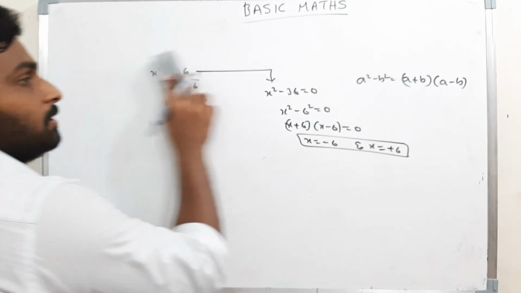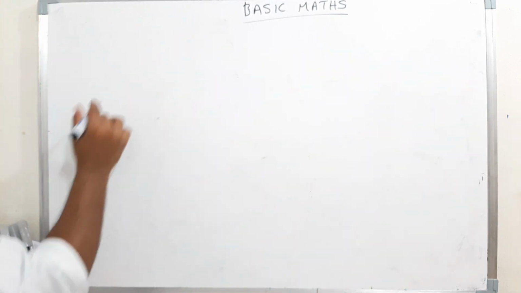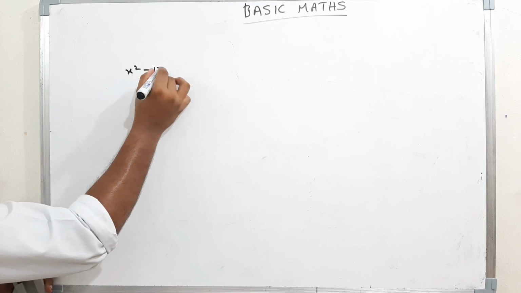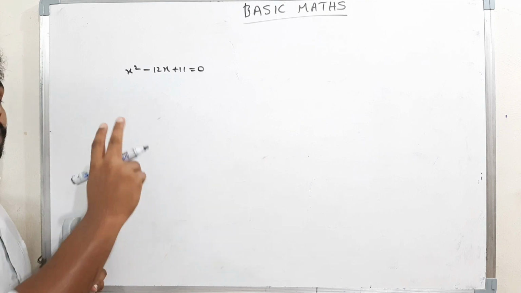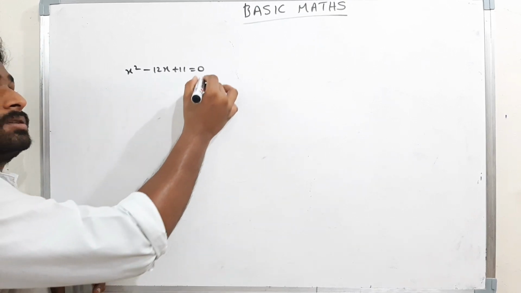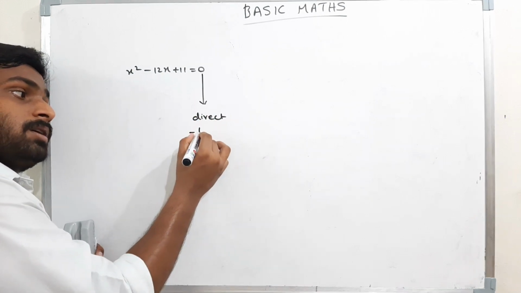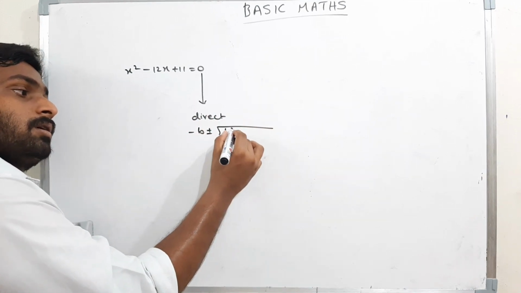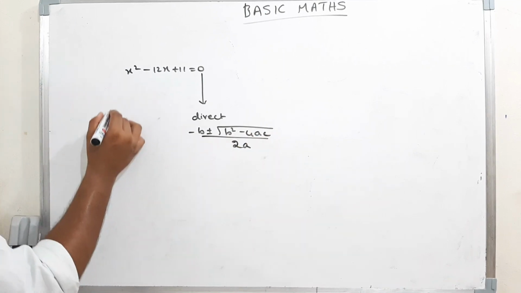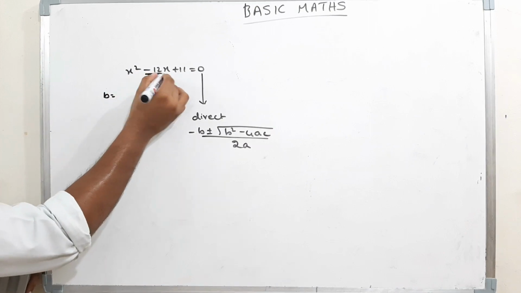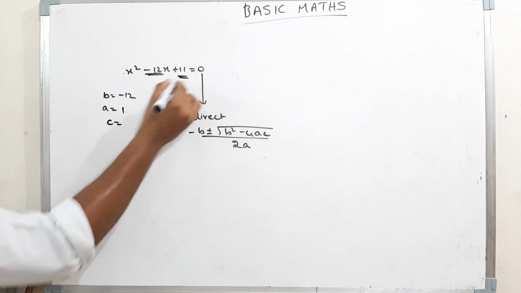Now we will see one more equation. x square minus 12x plus 11 equal to 0. Now I have to find the roots for this. I can find the roots of this equation by two methods. One is the direct method, the formula: minus b plus or minus root of b square minus 4ac by 2a. What is b? b is nothing but minus 12. What is a? a is nothing but 1. What is c? c is nothing but 11.